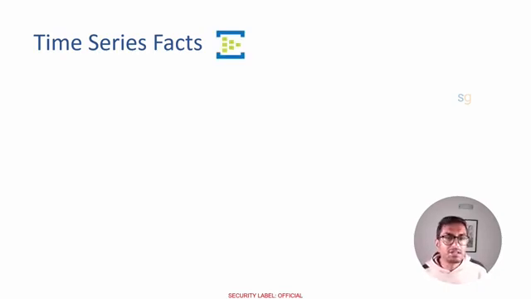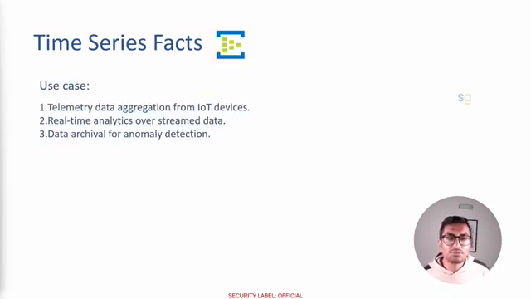Event Hub is a big data streaming platform and event ingestion service. It can receive and process millions of events per second. You can read these events as a batch and do real-time processing or any kind of business intelligence offline. Most common use cases are telemetry data aggregation from sensor devices such as IoT devices, real-time analytics over streamed data, and archival for anomaly detection.